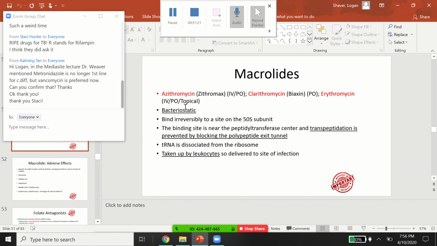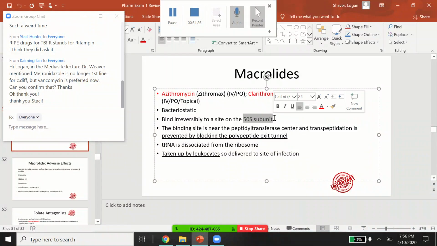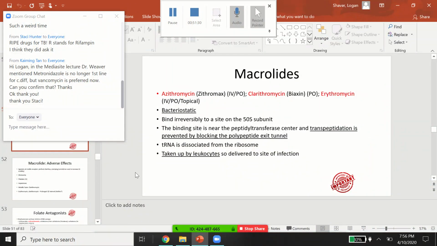So it's bacteriostatic, and it binds to the 50S subunit. That would definitely be something you would need to know for macrolides specifically. There are other drugs that do 50S subunit, but macrolides are one of those categories of drugs. But yeah, all the other stuff, I don't really remember it being as important. Definitely knowing the mechanism of action, the drugs in red, and bacteriostatic.